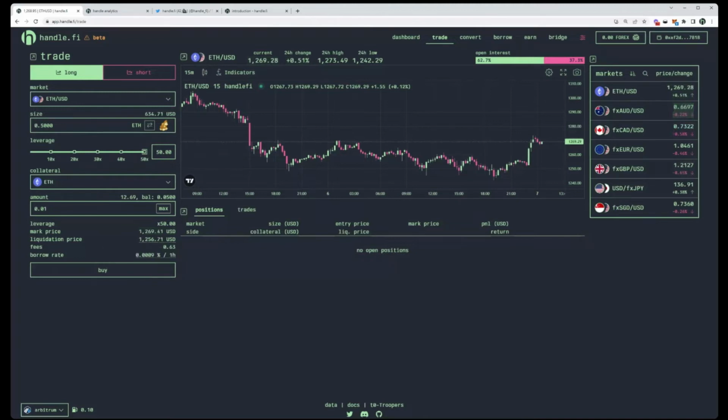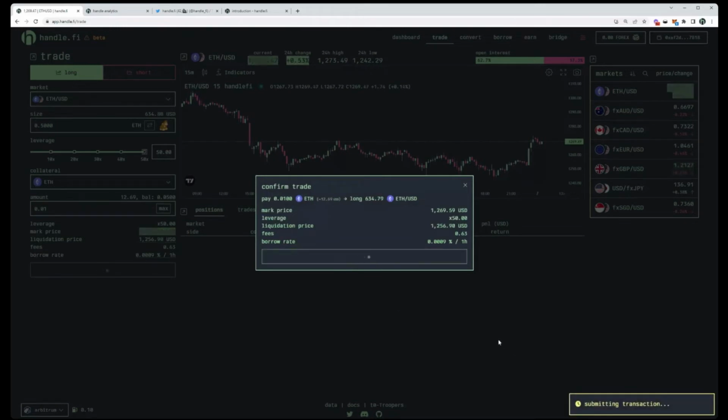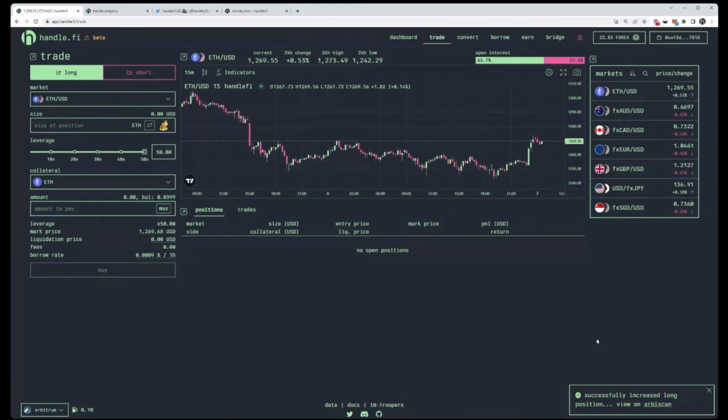Pretty standard stuff. We've got a mark price here. We've got the liquidation price, fees for the trade, and buy. And if I click on buy, I get a confirm modal. Confirm buy. Transaction is submitted in the right hand side there. You get a toast for that, and transaction executed.